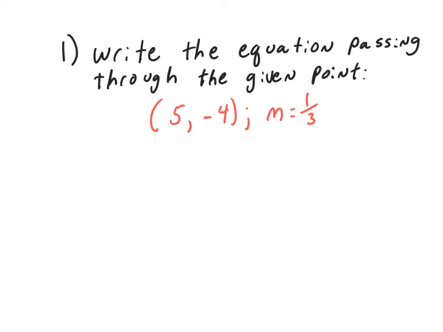This is bellwork for Wednesday, January 17th. On number 1, it says write the equation passing through the given point. And we have the point x is 5 and y is -4. The slope is 1/3.